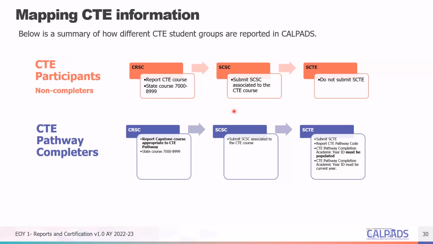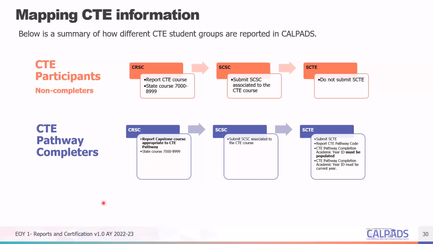So you must go on to submit the student course section completion associated with the CTE course in order to tie the student to that CTE course. If the student is a non-completer participant, do not submit an SCTE record for the student. SCTE records are only submitted for CTE completers.